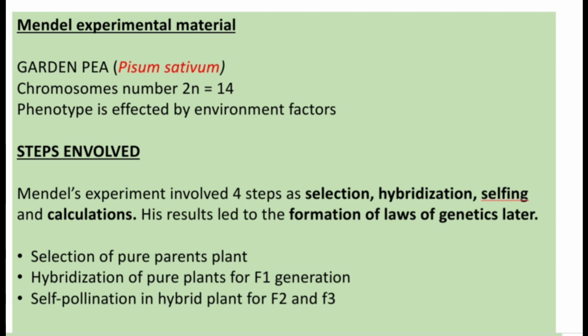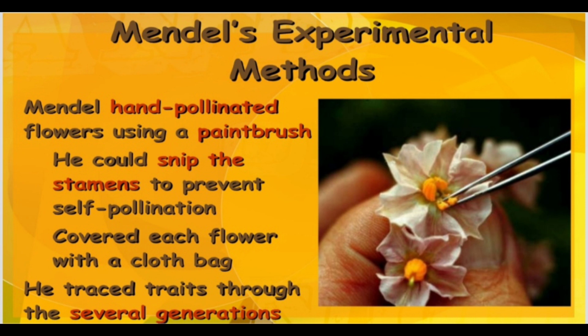Now we are going to select pure plants, hybridize the pure plants for the first generation, and self-pollinate the hybrid plants for the second generation and third generation. Mendel's experiment methods: Mendel hand-pollinated the flowers using a paintbrush. He could snip the stamens to prevent self-pollination. He covered each flower with a cloth bag. He traced traits through several generations.